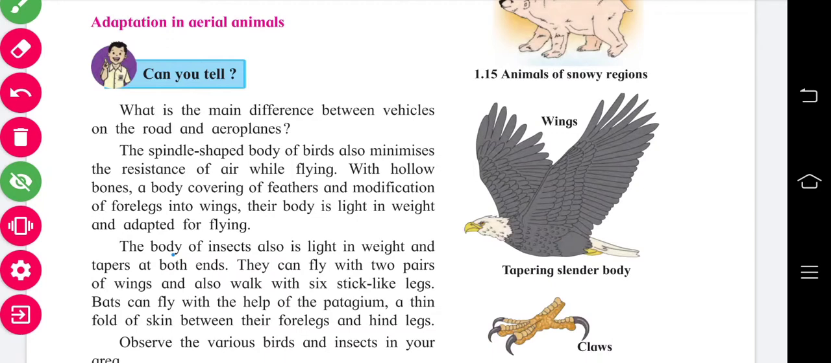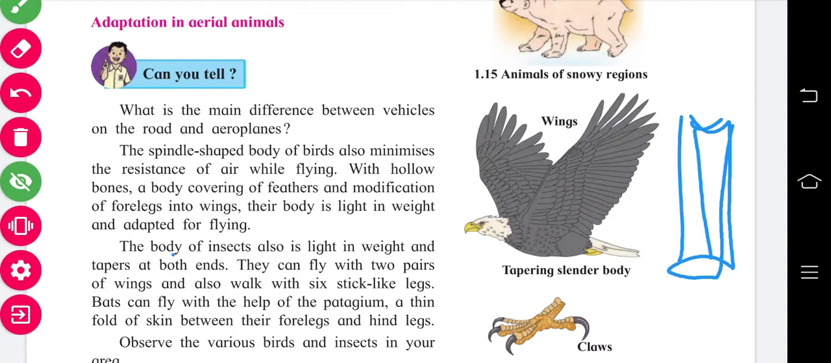Correct. After that, the second characteristic of the aerial animal is that it has hollow bones, a body covered with feathers, and modification of the forelegs into wings. So they have hollow bones, which means inside there is nothing, only space is available. You observe a pipe, yes, so these are the bone types, okay, so inside is all hollow region, so nothing is there, which means the bones are lightweight, in short.